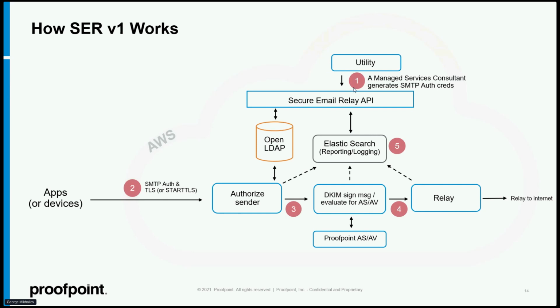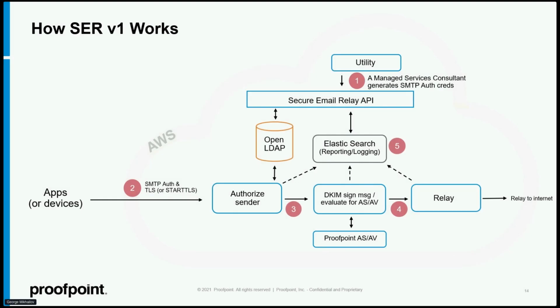All of this, how the open LDAP communicates with the sender and uses the email relay API, is maybe important, but this is not really critical. The critical part is when email comes in, we DKIM sign it, evaluate it for not being spam or malware, and then we relay it to the world when it's completely authenticated, making sure that your DMARC reject policy is effective.